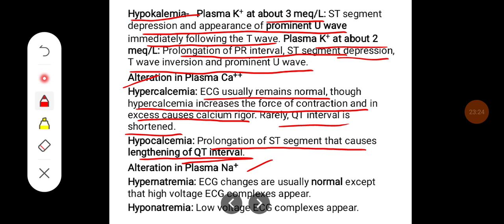If the plasma sodium is altered, like in hypernatremia, the ECG changes are usually normal, except that high voltage ECG complexes appear. In hyponatremia, low voltage ECG complexes are seen.